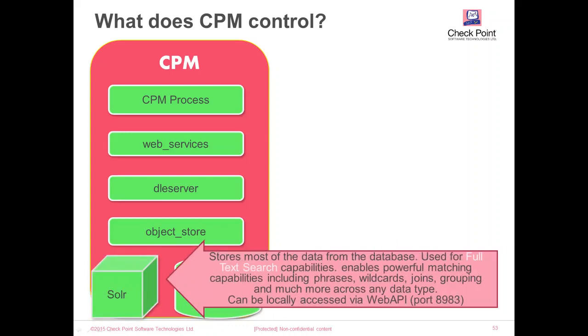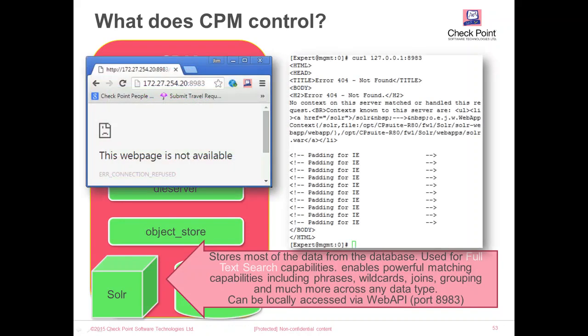In addition to that, we have Solr. It stores most of the data from the database used for full text search capabilities. It enables powerful matching capabilities including phrases, wildcards, grouping, and much more across any type of data. Now, the Solr Web API can be reachable locally over 8983, but it's not remotely accessible. All access to the Solr database needs to be passed through the web services process inside CPM to be validated to ensure that we're following a secure framework.